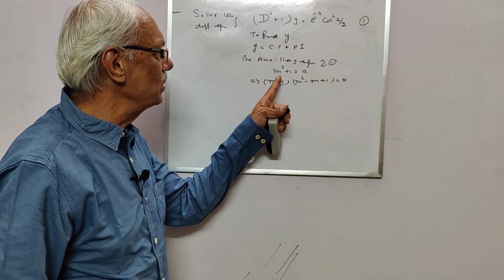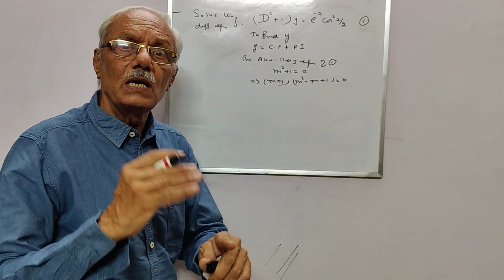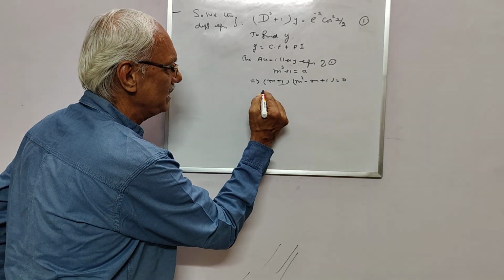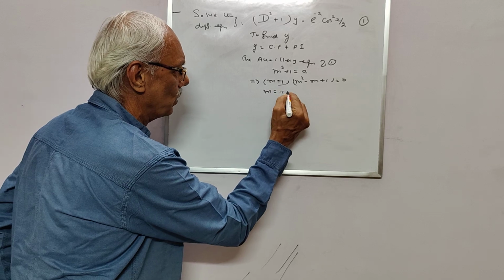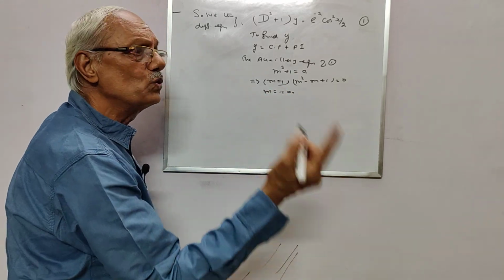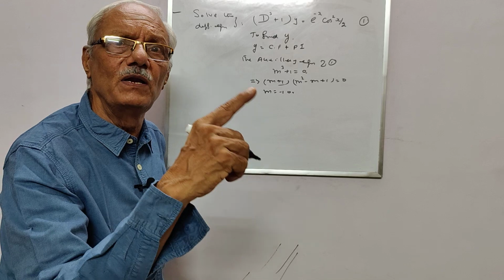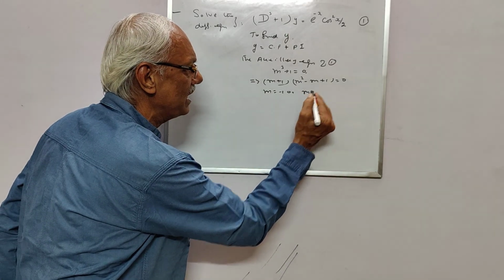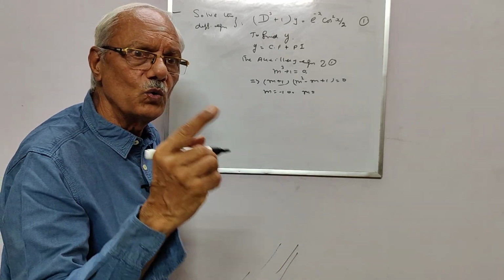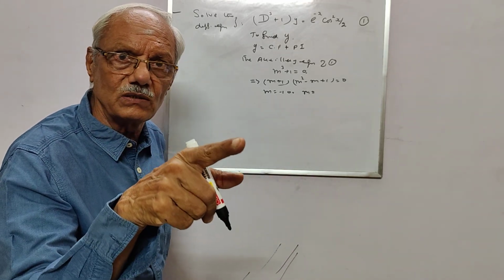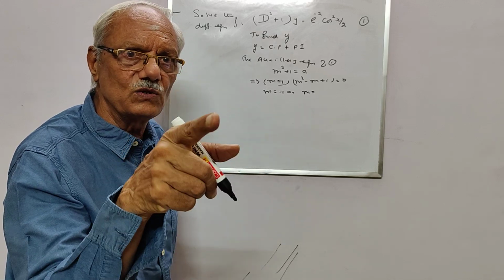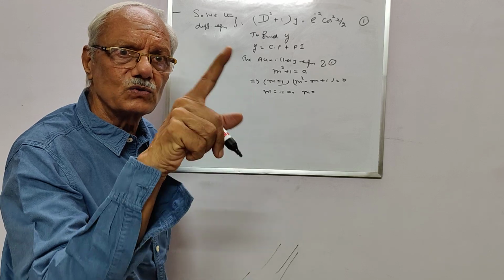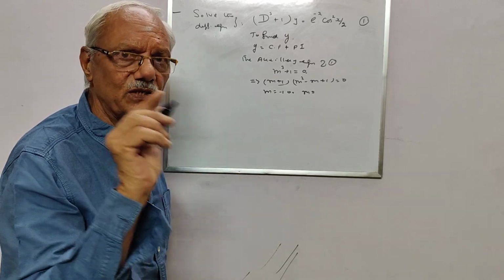Now since this is a cubic equation, there should be three roots for this. One of the roots is m is equal to minus 1, and there should be two other roots available for this problem. That means here, using the idea of the roots of a quadratic equation, ax squared plus bx plus c is equal to 0, x is equal to minus b plus or minus square root of b squared minus 4ac divided by 2a.